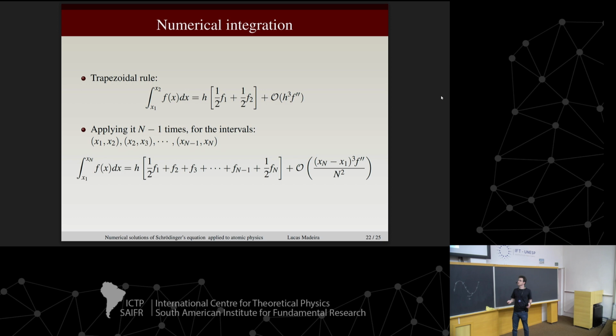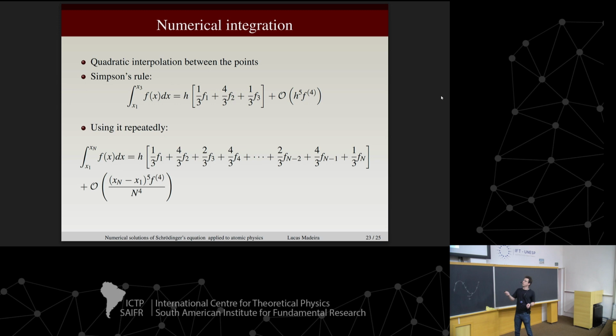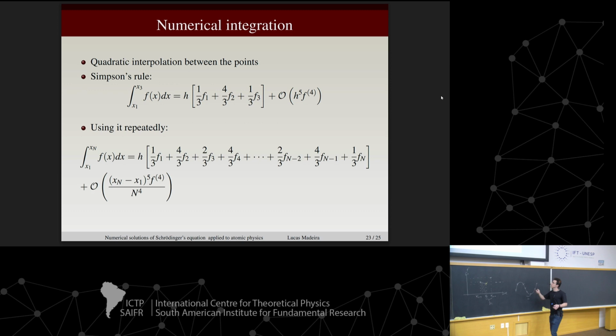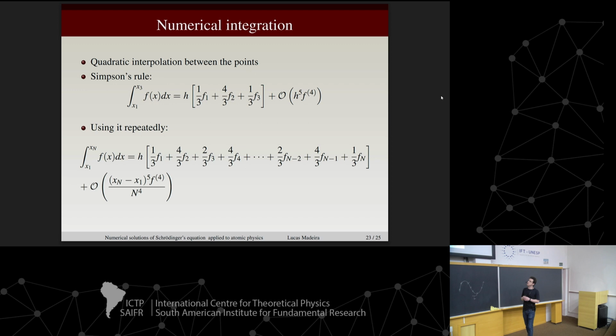One that's a little bit more sophisticated would be, so we did a linear interpolation, the next one would be a quadratic interpolation. So if I know the function at three points, I could approximate them by this, and this is called Simpson's rule, okay? And if I use it repeatedly, you'll see that the endpoints get this factor 1/3 here, 1/3 here. And inside here, I get this alternating 4 and 2, 4, 2, 4, 2, 4, 2. Okay? This would also be an approximation for this integral.